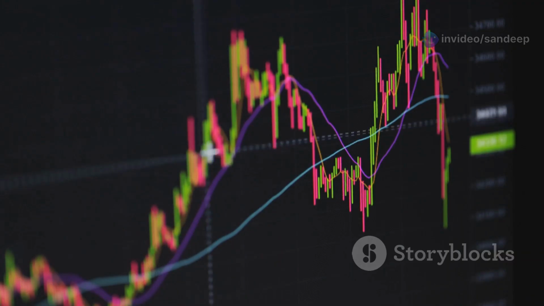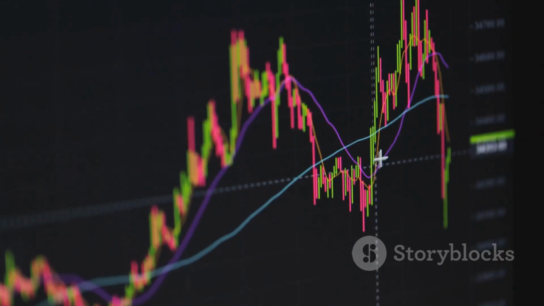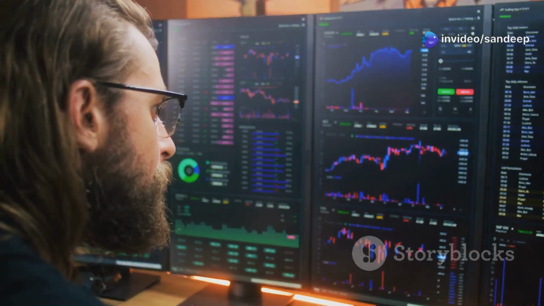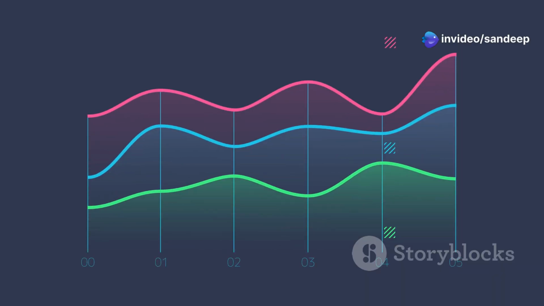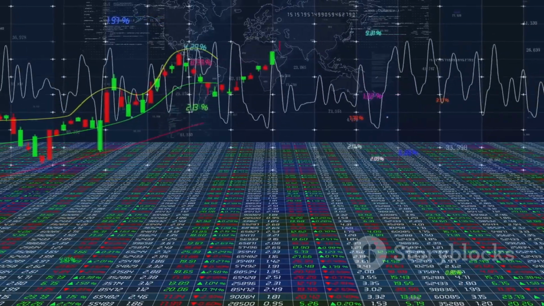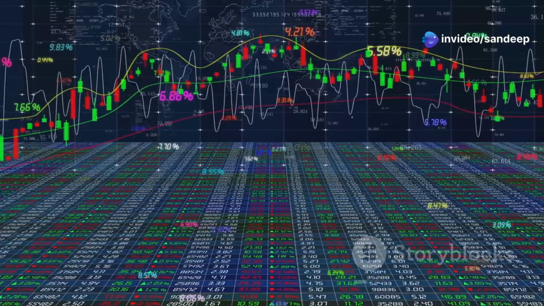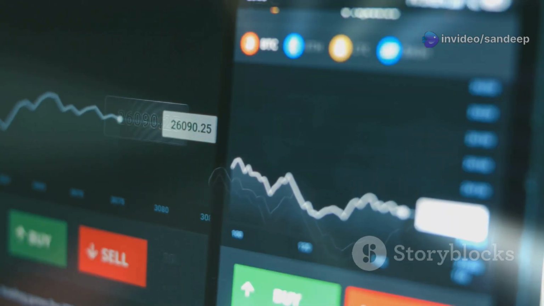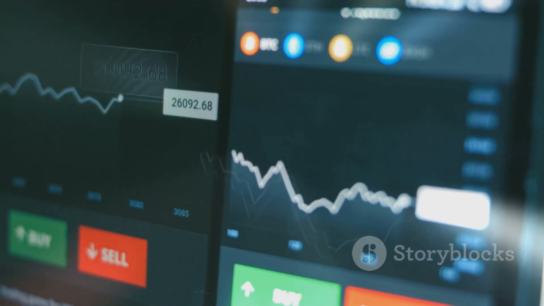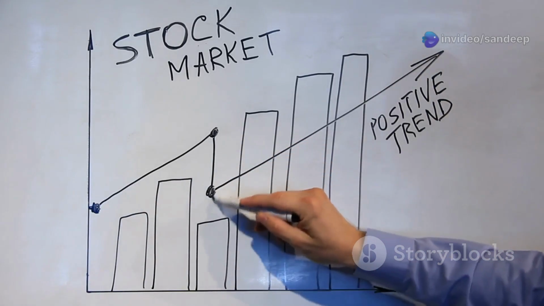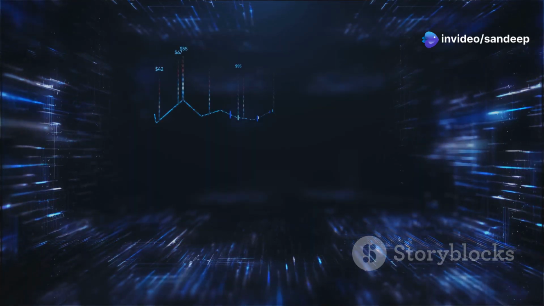Let's look at two of the most popular and useful indicators for beginners. First up is the moving average. This is probably the most widely used technical indicator on the planet. A moving average smooths out the price data to create a single flowing line, making it easier to see the underlying trend direction. For example, a 50-day moving average calculates the average closing price of a stock over the last 50 days. As each new day passes, the oldest day's price is dropped and the newest one is added. When the stock price is trading above its moving average, it's generally considered to be in an uptrend. When it's trading below, it's in a downtrend.